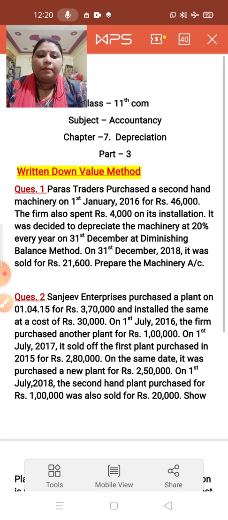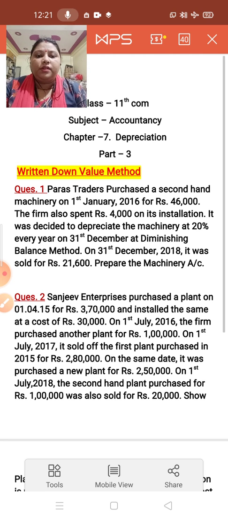Question number 1. Paras Traders purchased a second-hand machinery on 1st January 2016 for rupees 46,000. The firm also spent rupees 4,000 on its installation. It was decided to depreciate the machinery at 20% every year on 31st December by the diminishing balance method. On 31st December 2018, it was sold for rupees 21,600. Prepare the machinery account. So children, while making the asset account, you have to see three things.